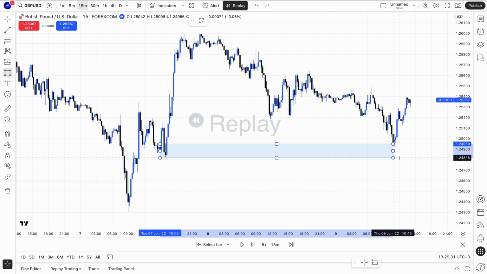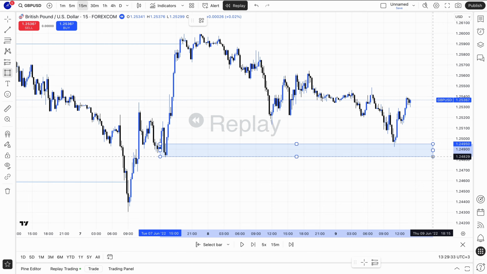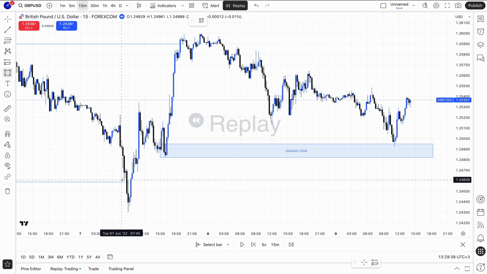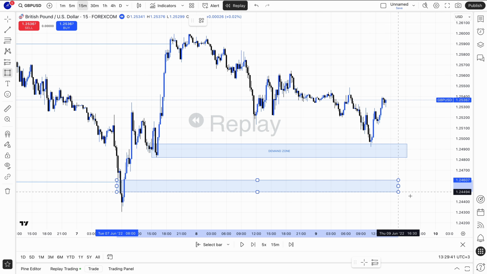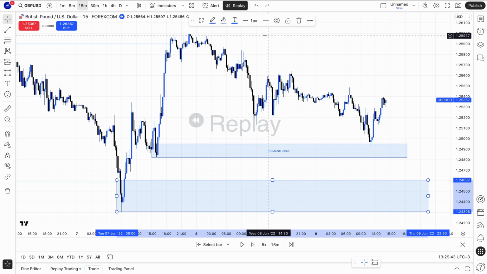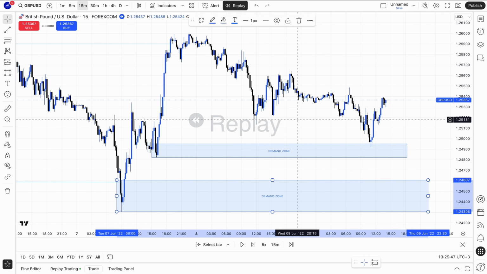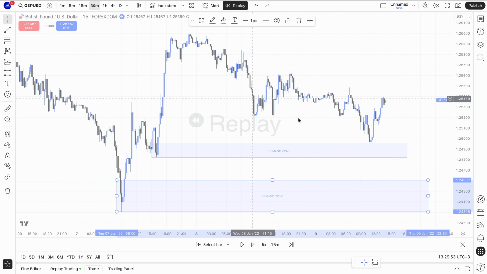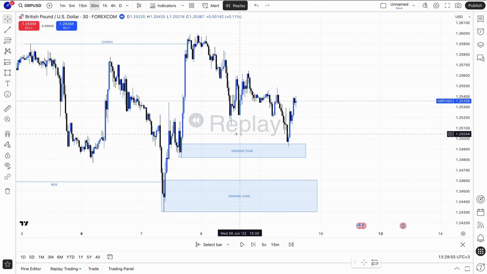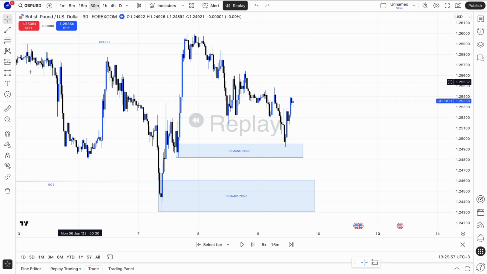So we should have another break of our demand zone just here, another demand zone. And another demand zone just below. I think this one is more aggressive, or we can call it the extreme demand zone. Then we got our entry, it was just there.